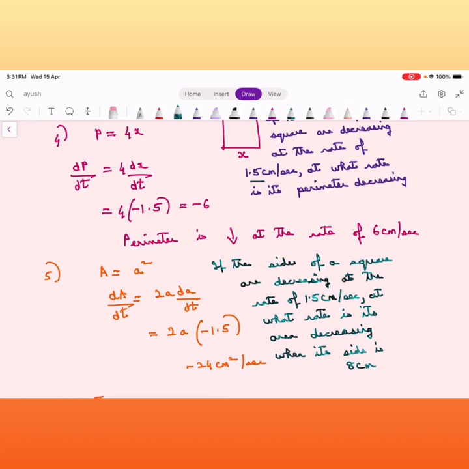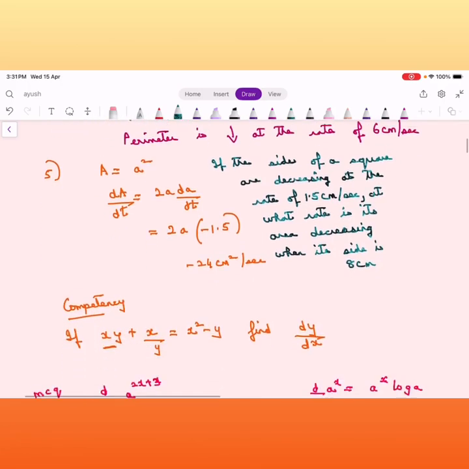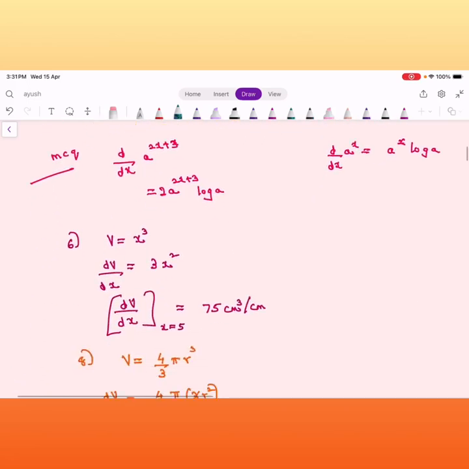Coming to the next question, if the sides of a square are decreasing at the rate of 1.5 centimeter per second, at what rate is its area decreasing when its side is 8 centimeters? So area of a square is a squared. We calculate dA by dt. Using chain rule, it is 2a da by dt, and the sides are decreasing at the rate of 1.5 centimeter per second. So da by dt will be minus 1.5. And now the side is 8. So if a is the side and substituting a equal to 8, we get minus 24 centimeters squared per second.